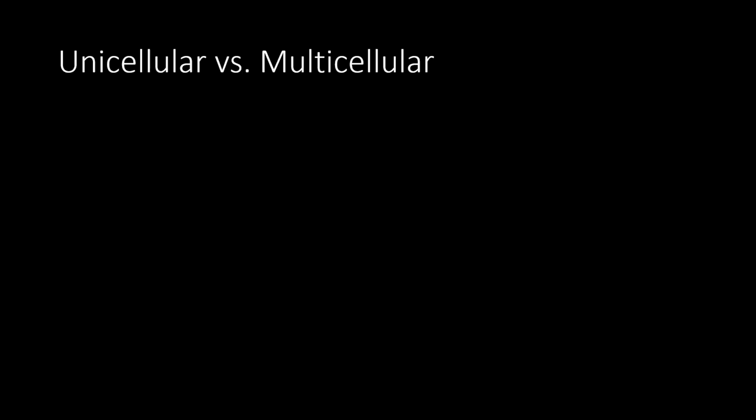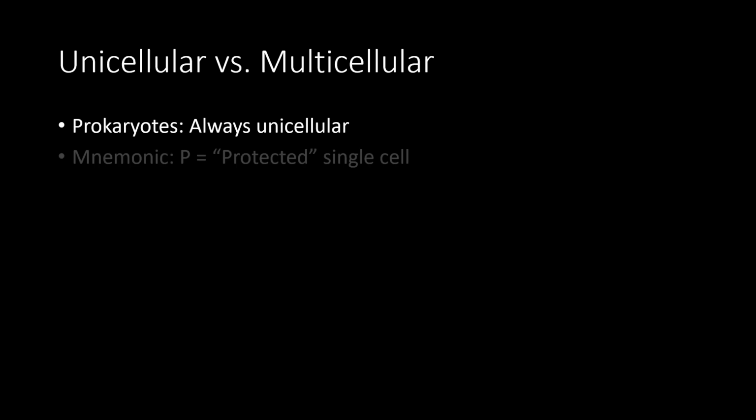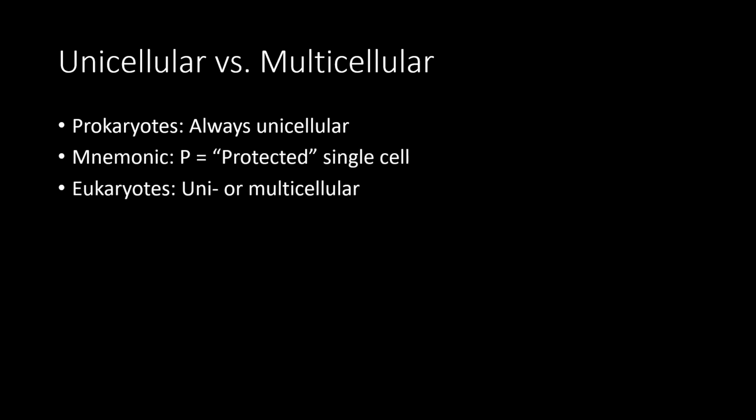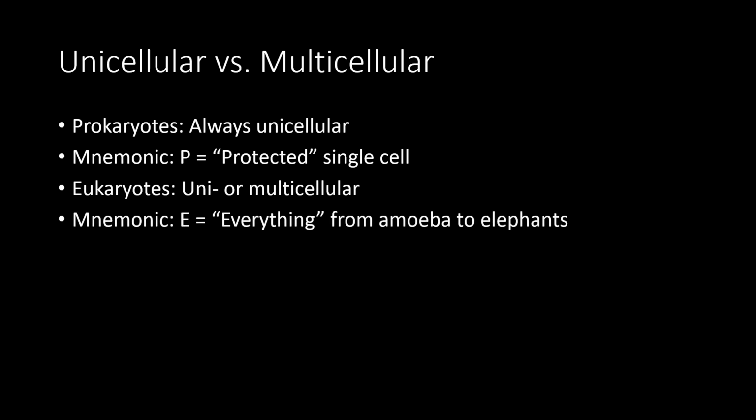When it comes to cellularity, prokaryotes are always unicellular organisms, which means they consist of a single cell. Eukaryotes, on the other hand, can be unicellular, like protists, or multicellular, like humans, animals, and plants. This ability to form complex multicellular organisms is a defining characteristic of eukaryotes. To remember this, think prokaryotes equals protected, since they are always single-celled, while eukaryotes equal everything, because they can be both unicellular and multicellular.